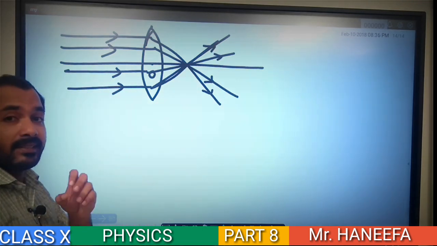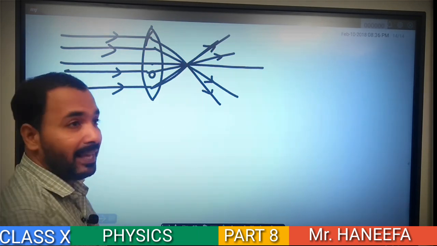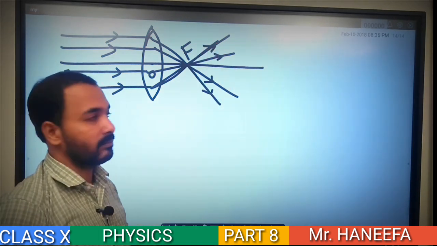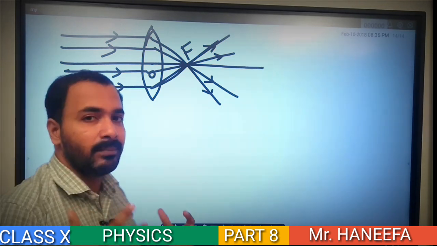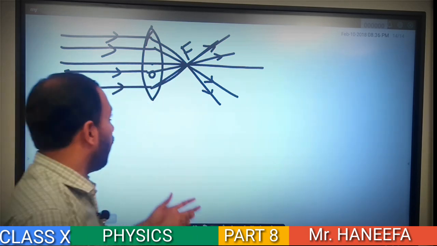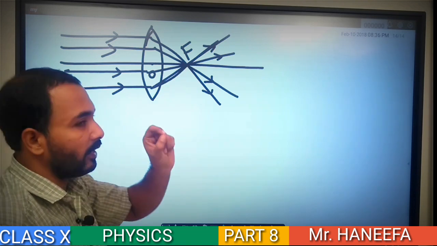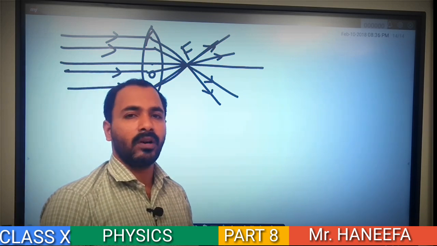All refracted rays pass through a particular point on the principal axis. This point is called focus, principal focus of a convex lens. What is the principal focus of a convex lens? The rays parallel to the principal axis of a convex lens, after refraction, all pass through a particular point on the principal axis. This point is called principal focus.